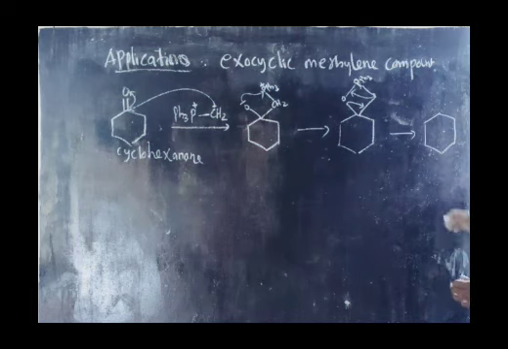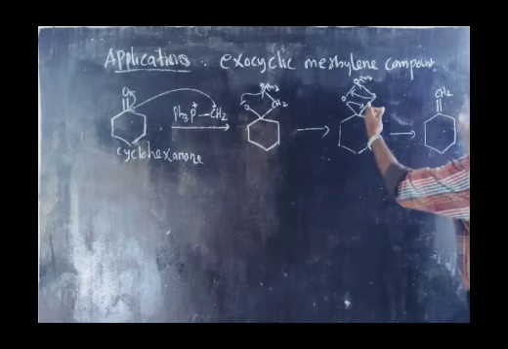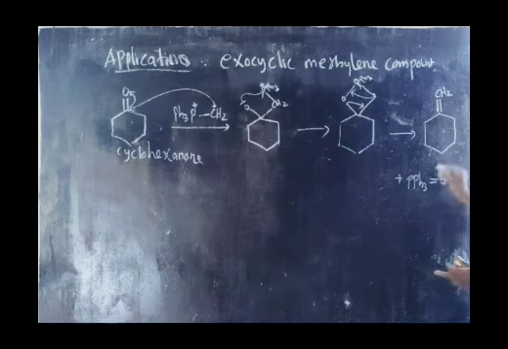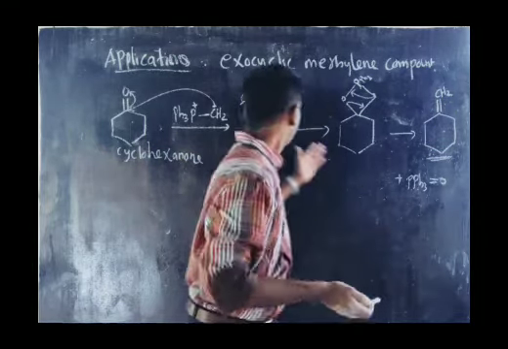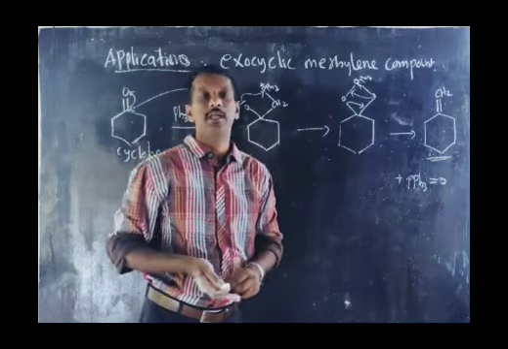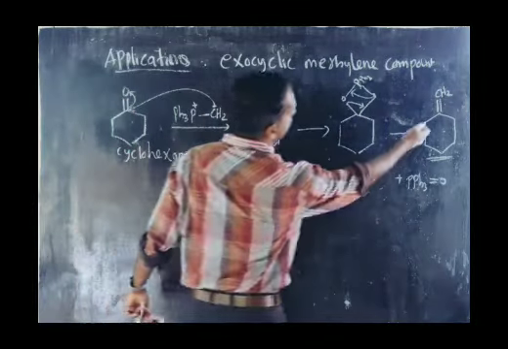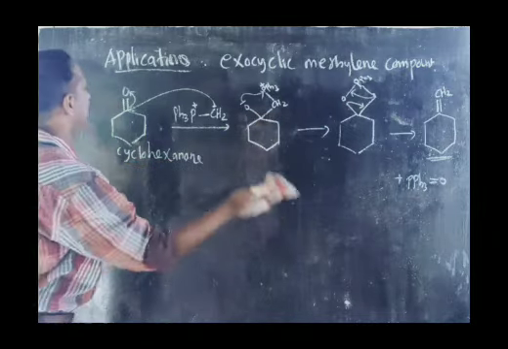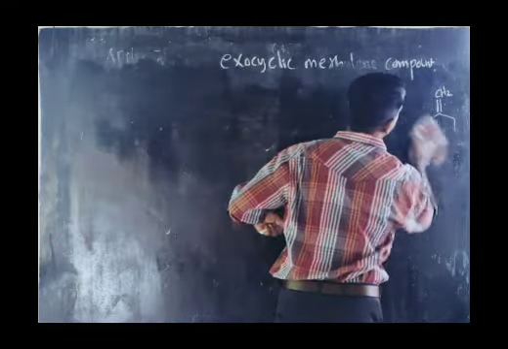It is like this, and you can see that since this bond is shifting to here, we get a double bond CH2, plus what is the byproduct? Ph3P double bond O. This is our exocyclic methylene group. For the preparation of this type of compound, the Wittig reaction is important. So what is the compound name? Methylene cyclohexane. We get methylene cyclohexane.